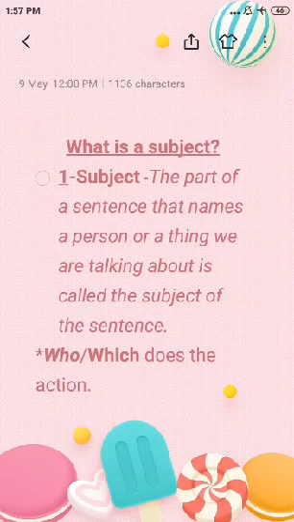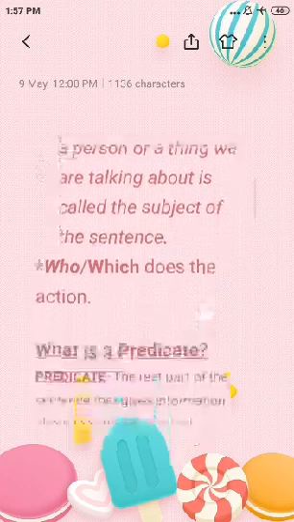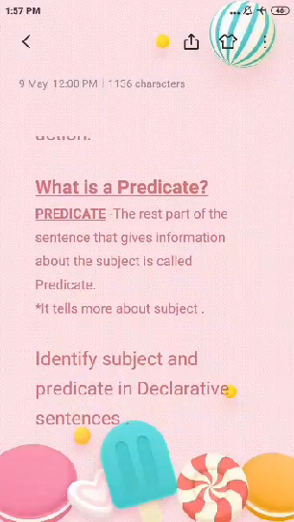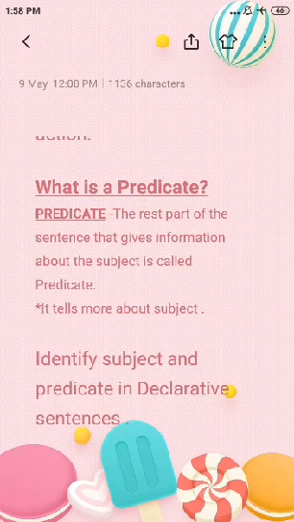The part of a sentence that names a person or a thing we are talking about is called the subject of the sentence. In other words, who or which does the action. Now let's see what is a predicate. The rest part of the sentence that gives information about the subject is called the predicate. Or we can say it tells more about the subject.